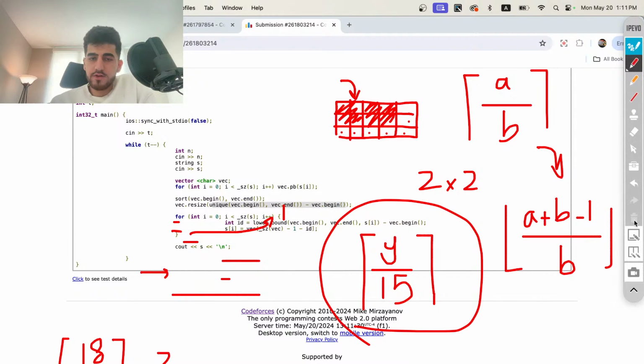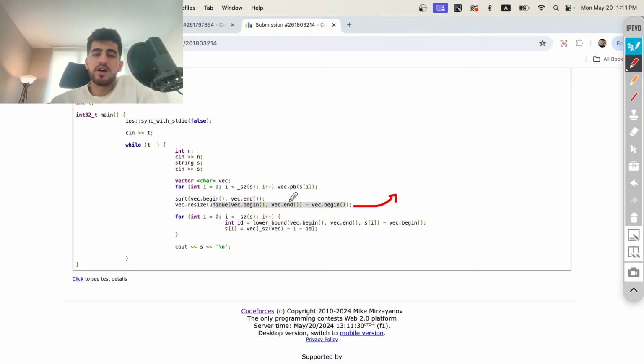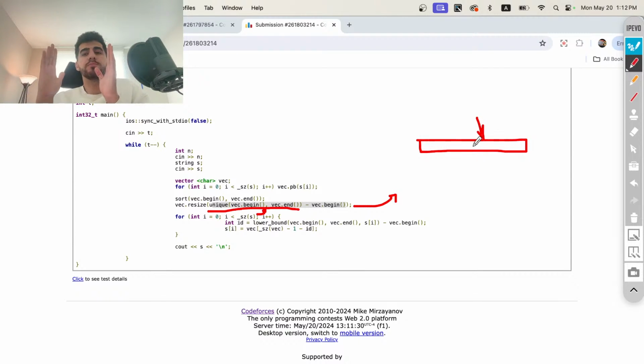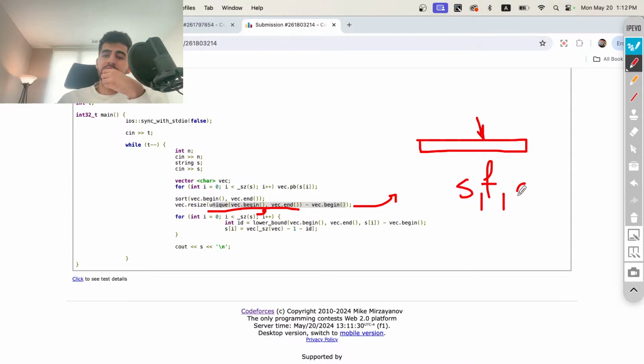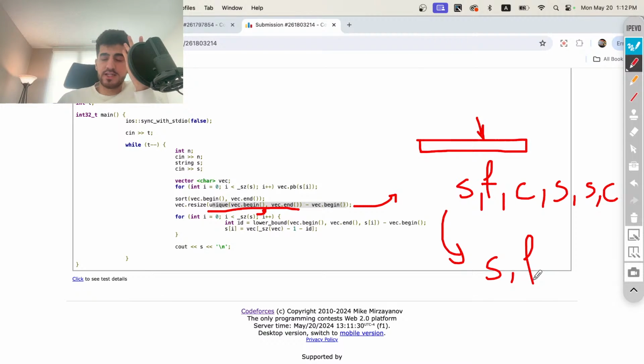This line of code that you see in here, all it does is that first it makes the vector unique, and this unique function returns a pointer to the first element that is not in the vector anymore. Because when we make it unique, the size will be less than what it was previously. For example, unique means that if your vector is S, F, C, S, S, C, it turns into S, F, C, for example.